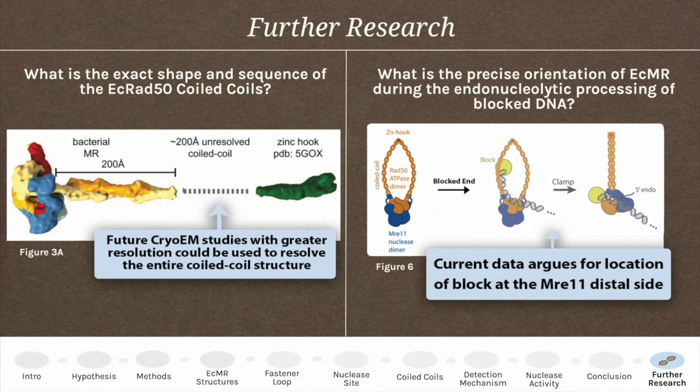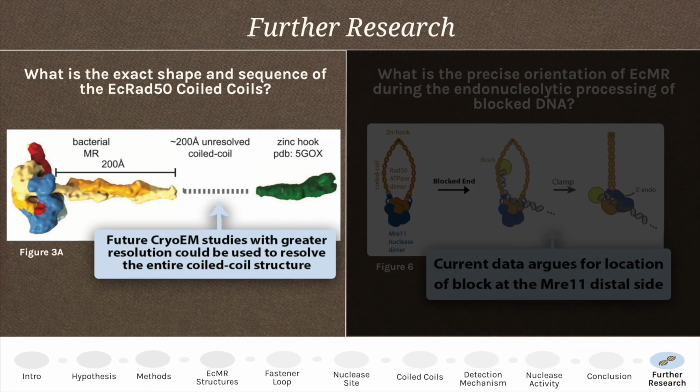Moving to further research, one question that arose from our paper was what is the exact shape and sequence of the Rad50 coiled coils? The resolution of the methods used in this study was not sufficient to resolve the entire coiled coil structure, but future studies with better resolution could resolve the entire structure, giving us better insight into the role that the coiled coils play in the MRN complex.